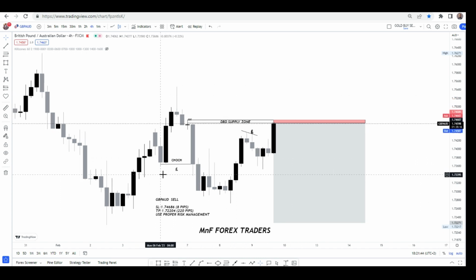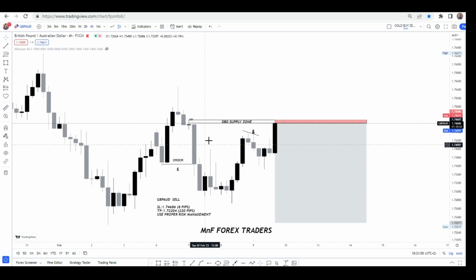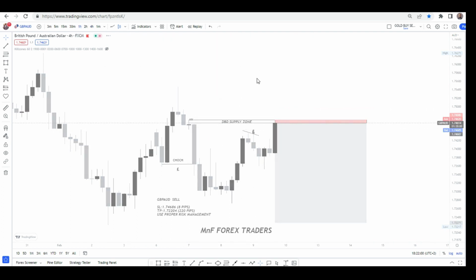Okay, so you can clearly see that we have a rally base drop supply zone right here, and you can clearly see that all this is characterized by big momentum candles. Like I always tell you guys, when you see these big momentum candles, it means that there's presence of smart money in the market. So what I did was I went to the lower time frame.